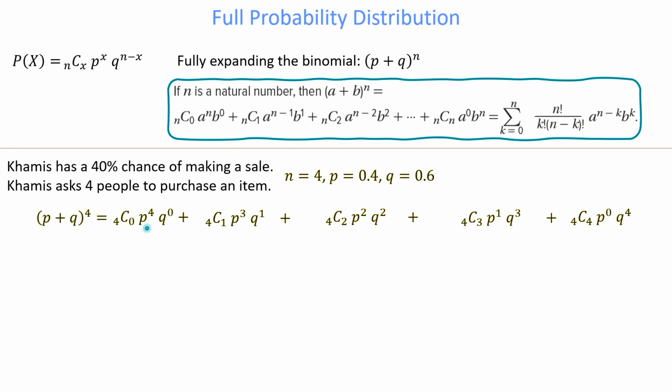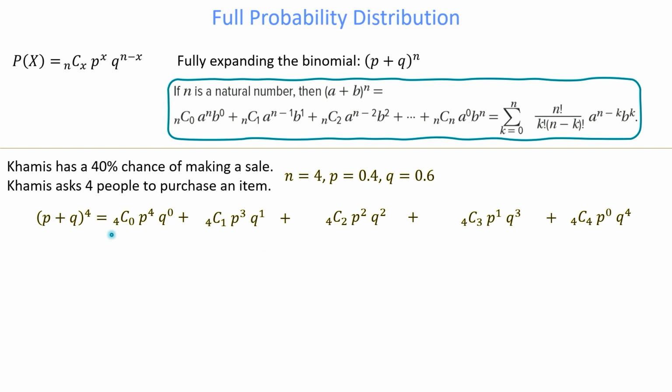If you look at the exponents for p, it starts with 4, n equals 4. And then it reduces by 1. So 4, 3, 2, 1, 0. And if you look at the exponents for q, it starts at 0, then it goes up by 1. So 0, 1, 2, 3, and 4.